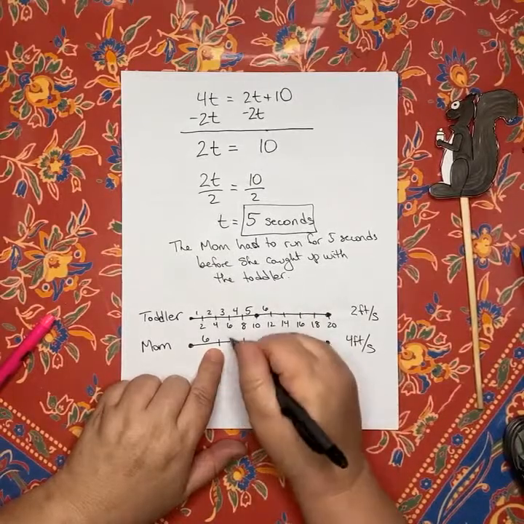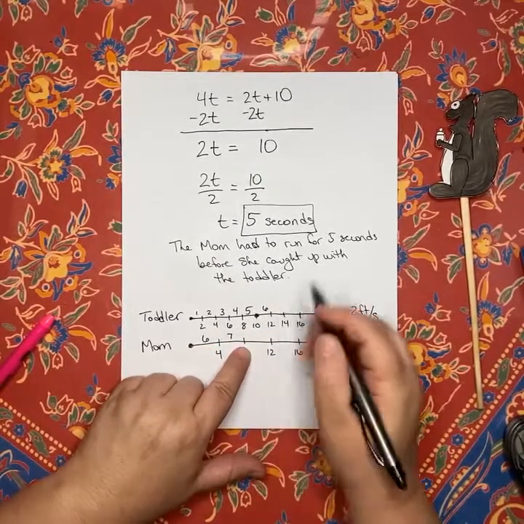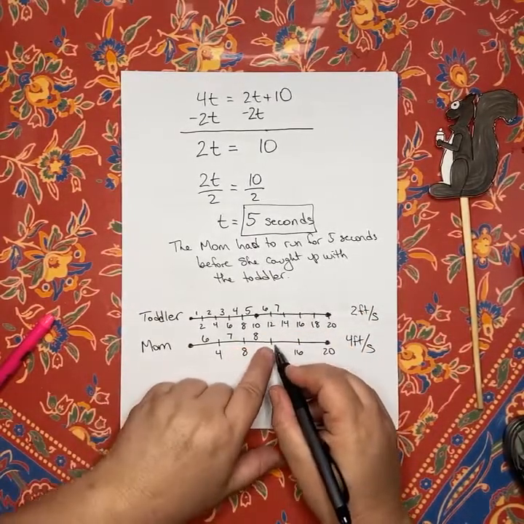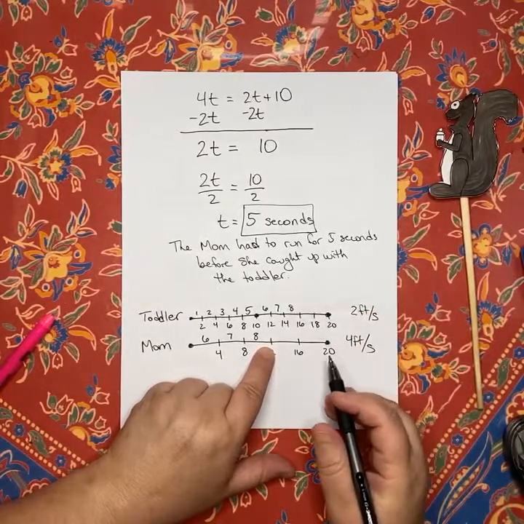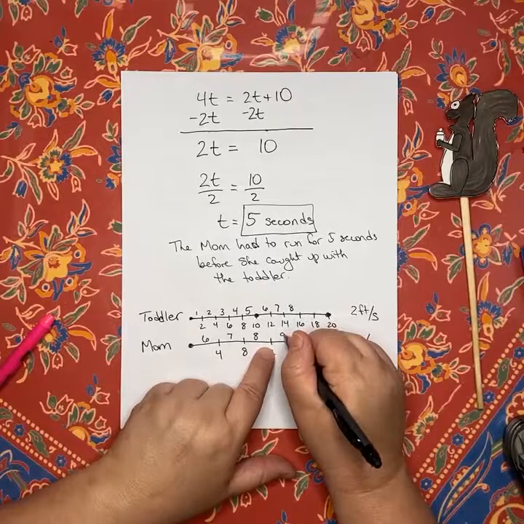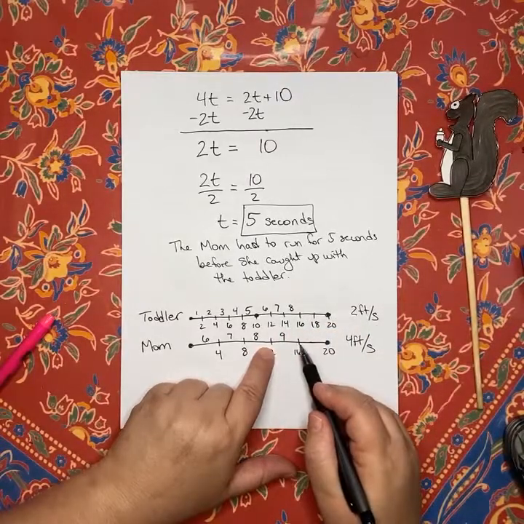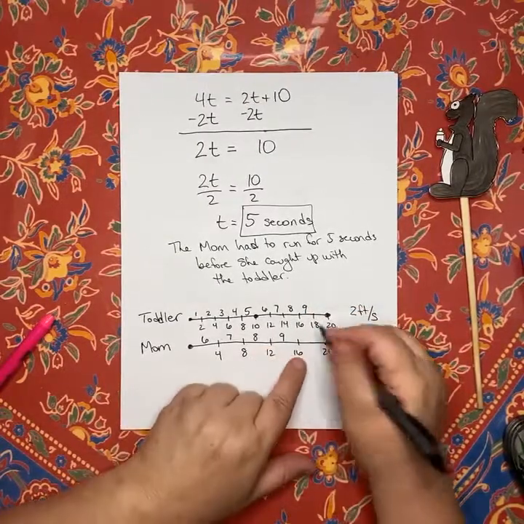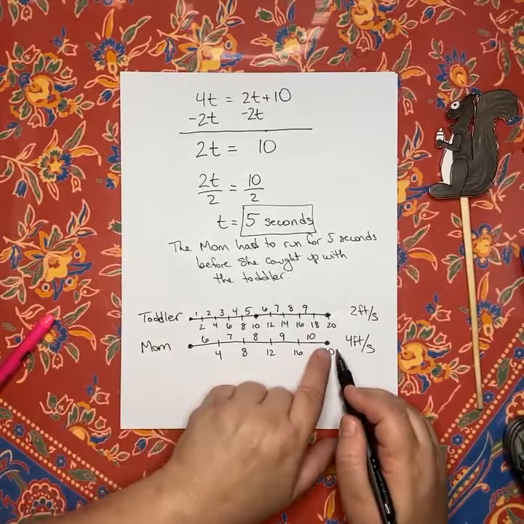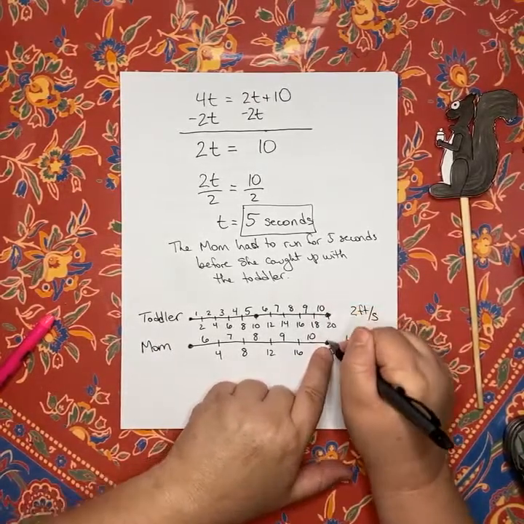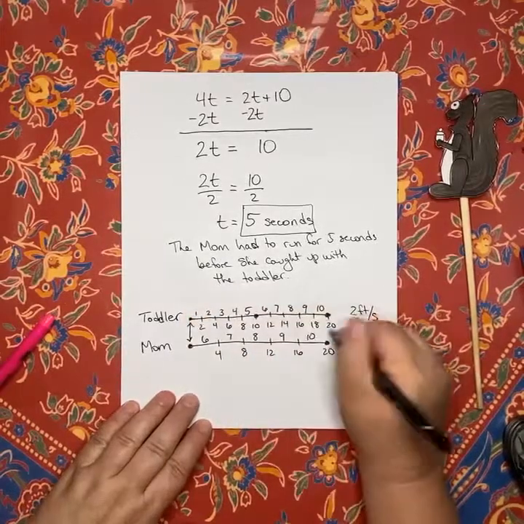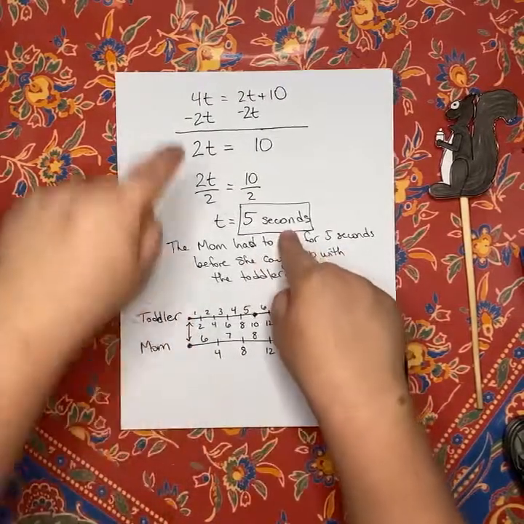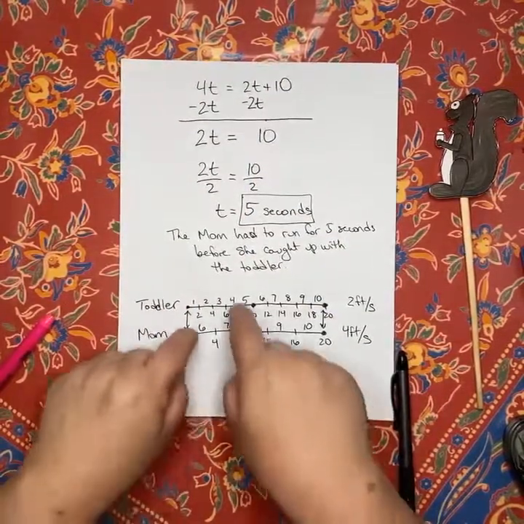In the 7th second, the mom goes another 4, and the toddler goes another 2. In the 8th second, the mom is catching up, and the toddler goes another 2. In the 9th second, the mom is right on the toddler's heels at 16, but the toddler has gone just a little bit further. And in the 10th second, the mom runs to 20 feet, and so does the toddler. And so they end up at the same place, because the mom is taking much longer steps, and the toddler's doing little steps.